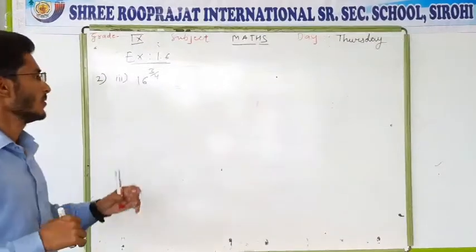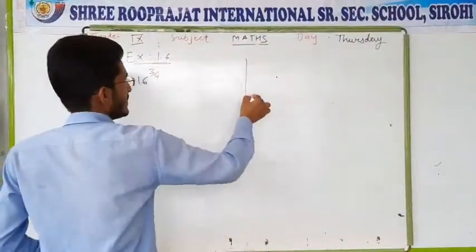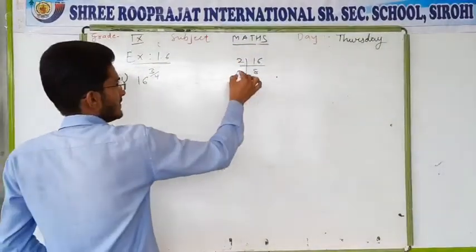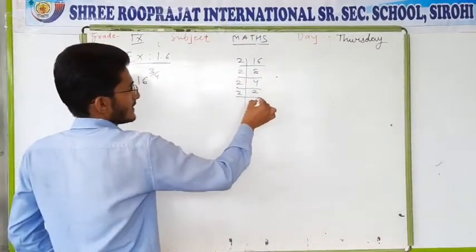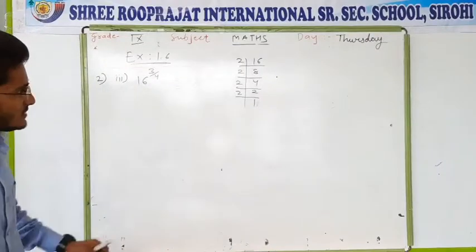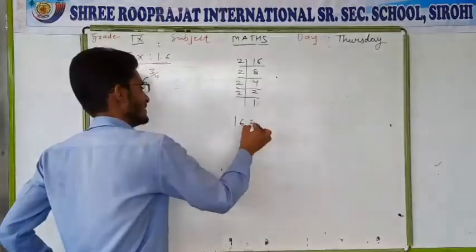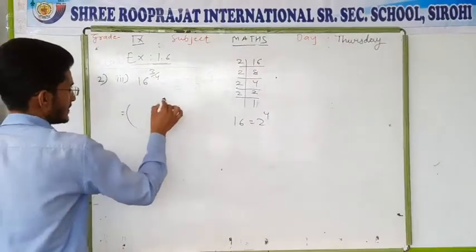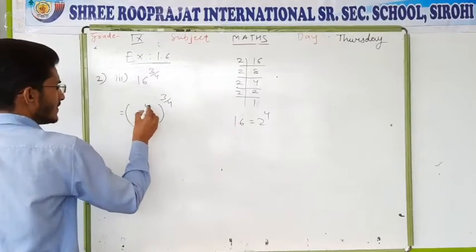First of all, you have to write the base in exponent form. So for 16, what can we write? If we divide by 2, we get 8. Again divide by 2, we get 4. Again divide by 2, we get 2. Again divide by 2, we get 1. So how many divisions did we use? We used 4 twos: 2, 2, 2 and 2. That means in place of 16, we can write 2 to the power 4. So I will replace 16 with 2 to the power 4, and 3 by 4 stays as it is.